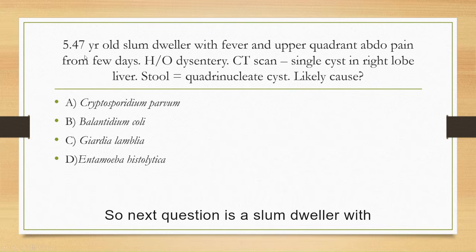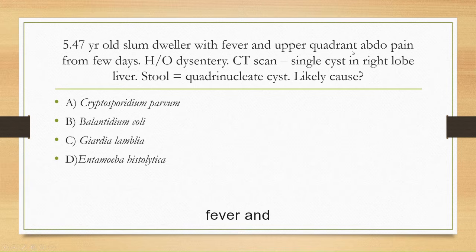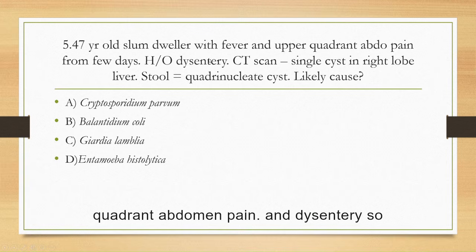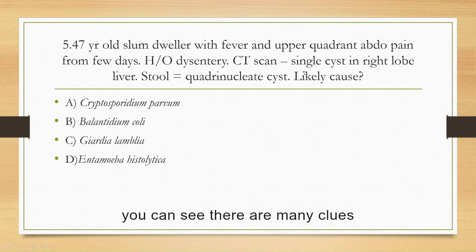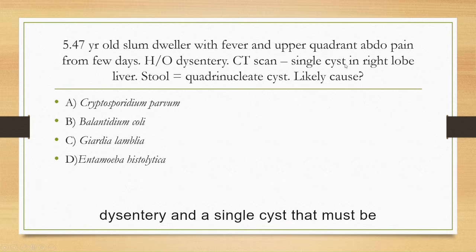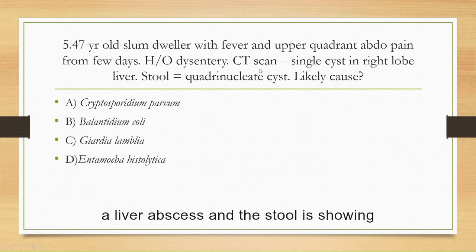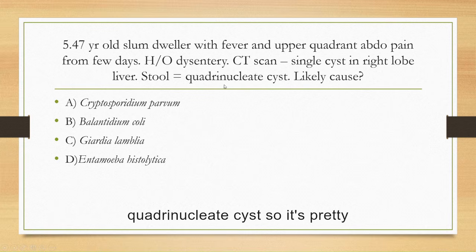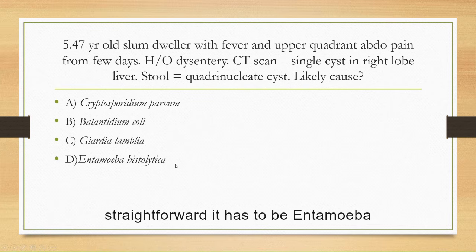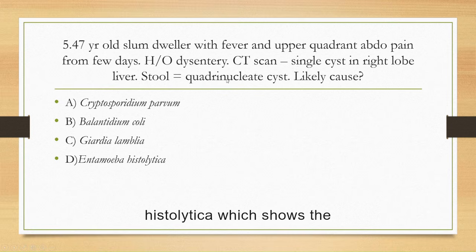So the next question is, a slum dweller with fever and upper quadrant abdomen pain and dysentery. You can see there are many clues: dysentery and a single cyst, that must be a liver abscess, and the stool is showing quadrinucleate cyst. So it's pretty straightforward. It has to be Entamoeba histolytica, which shows the quadrinucleate or 4 nuclei in the cyst.